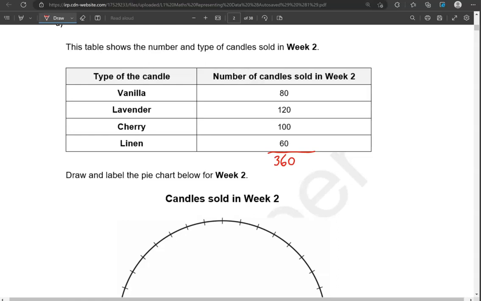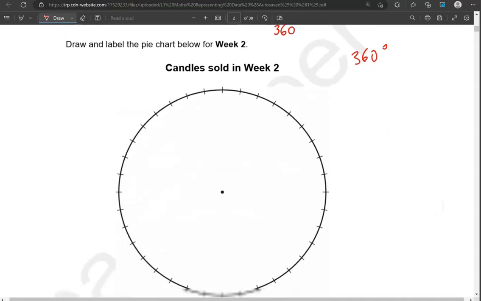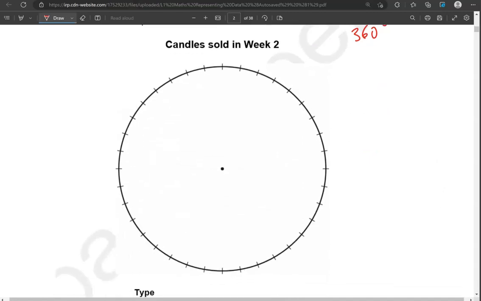So 360 candles, and also in a circle there are 360 degrees. So that tells us that we've got to give vanilla 80 degrees, lavender 120 degrees, cherry 100 degrees, and linen 60 degrees. All the information that we have so far would be enough for us to use a protractor, measure the angles, and do the pie chart. However, we've got some divisions given to us as well, which might give us some extra help.